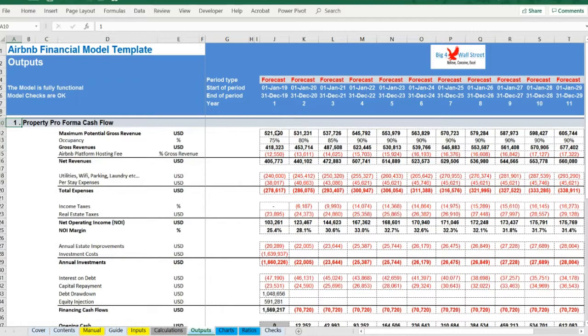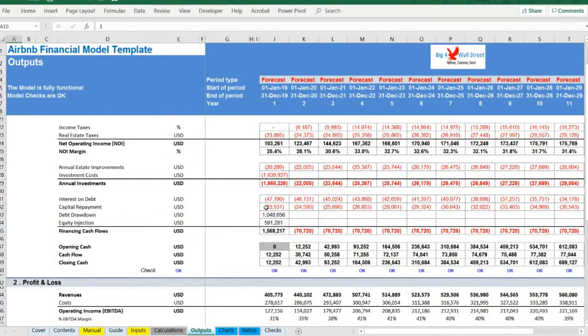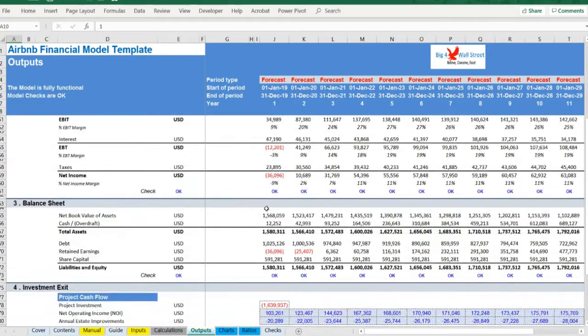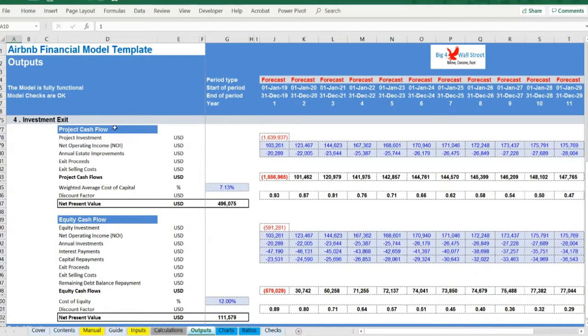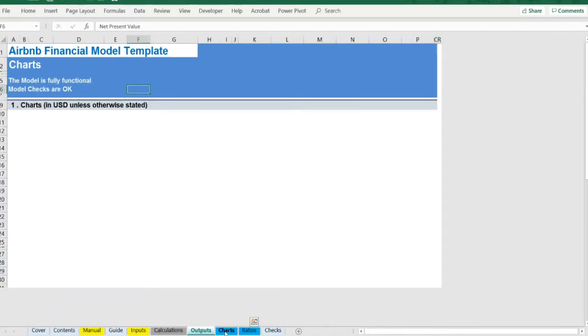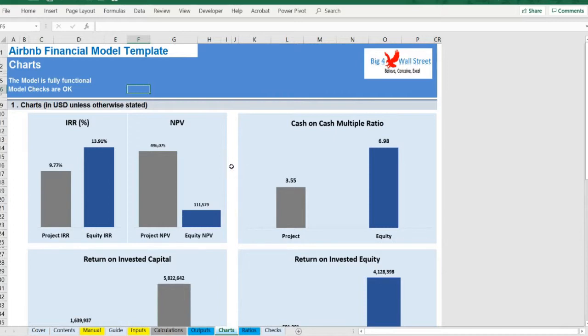In the Outputs tab, everything is aggregated here into the relevant statements: profit and loss, balance sheet, and cash flow. Additionally, we present the cash flows on a project as well as on an equity basis to arrive at the net present value.